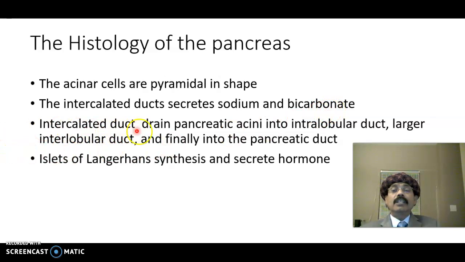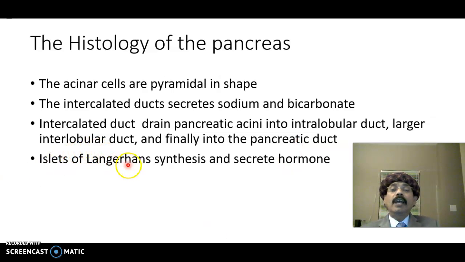Okay. Intercalated ducts drain pancreatic acini into the interlobular duct, larger interlobular duct, and finally into the pancreatic duct. Then the pancreatic duct unites with that of the hepatic duct, and this combination is called the hepatopancreatic duct that opens into the second part of the duodenum.